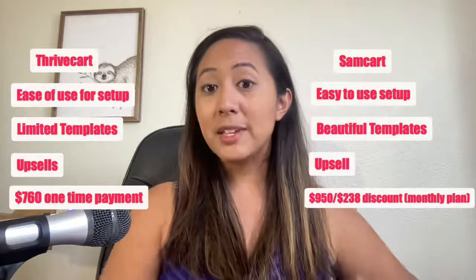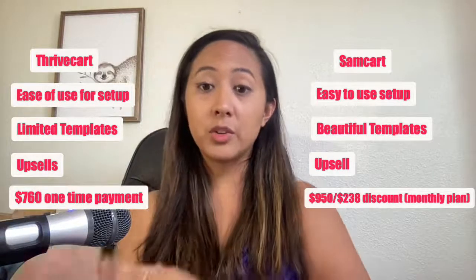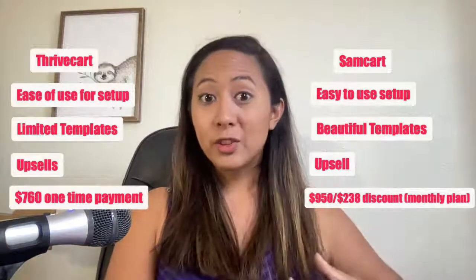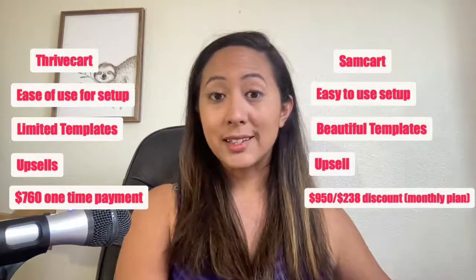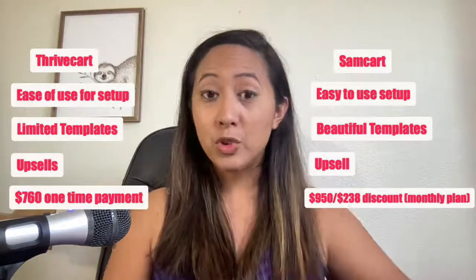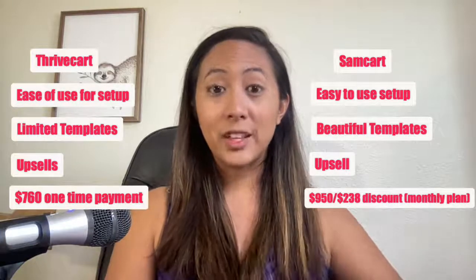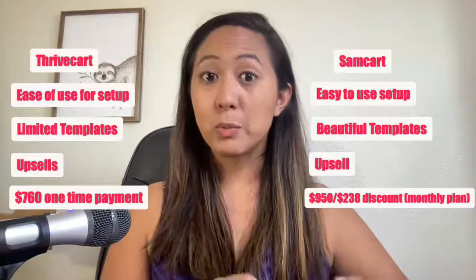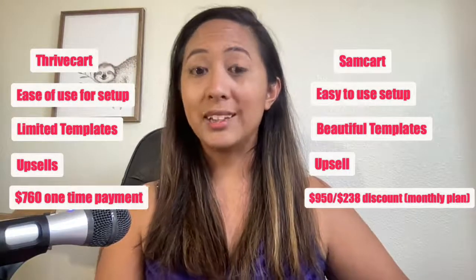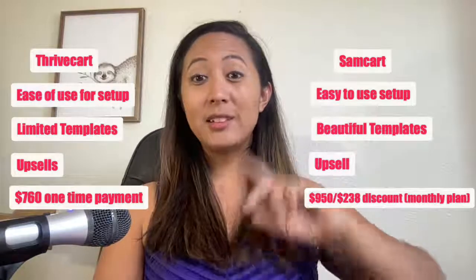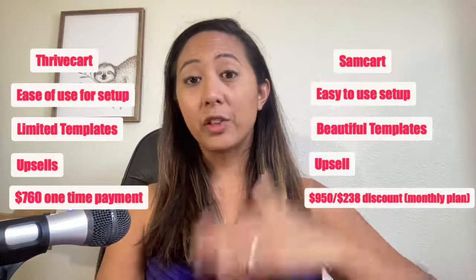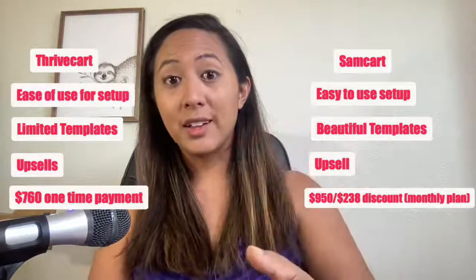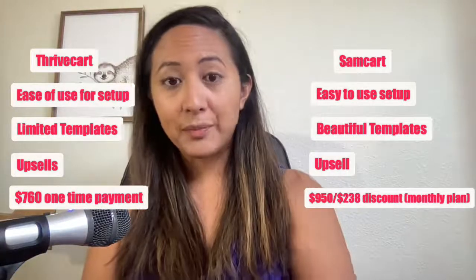$760 one-time payment, $950, a $238 discount on a monthly plan. So again, $950 versus $760 for a one-time payment. And if you join now through my affiliate link, you can grab this special discount because it's normally $99 per month on this Grow plan. Now, does the launch plan include that? No, you won't get the upsells on the launch plan. You're only going to get the upsell option on the Grow plan.